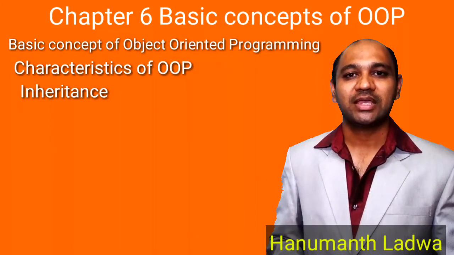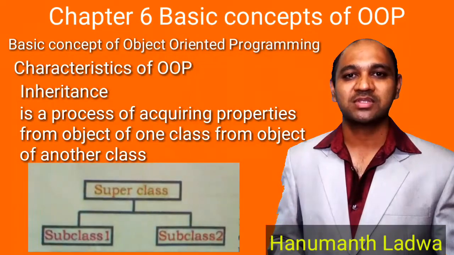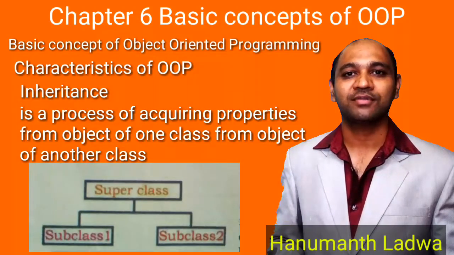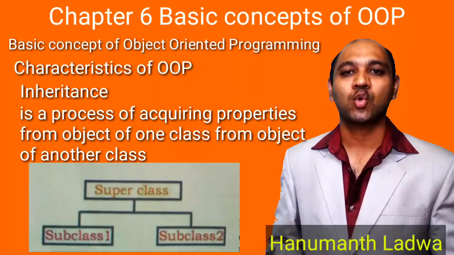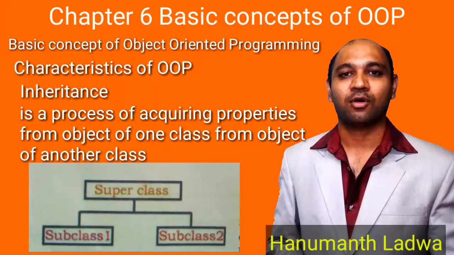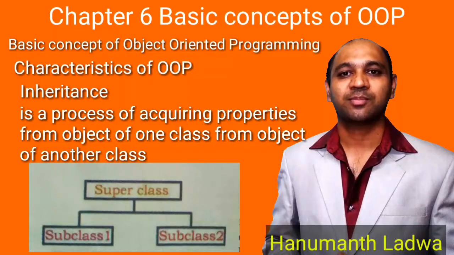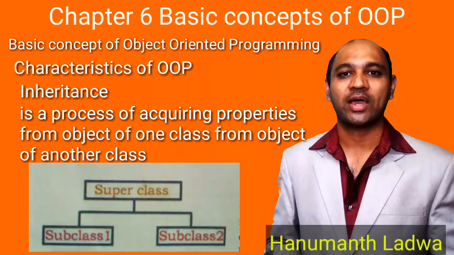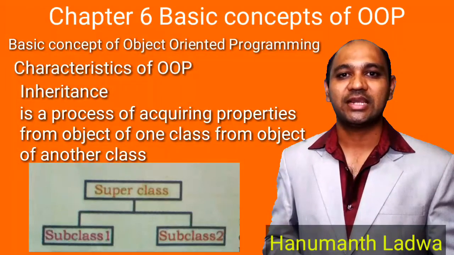Next we'll continue with inheritance. What do you mean by inheritance? Here C++ supports the reusability of code. Already existing code can be utilized from the parent class in the child class. It is a process of inheriting or acquiring the properties from one class to another class, and this is called inheritance.